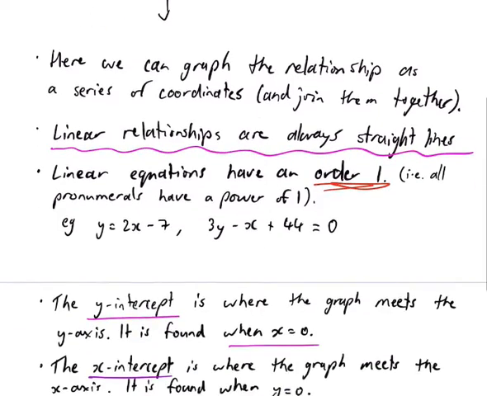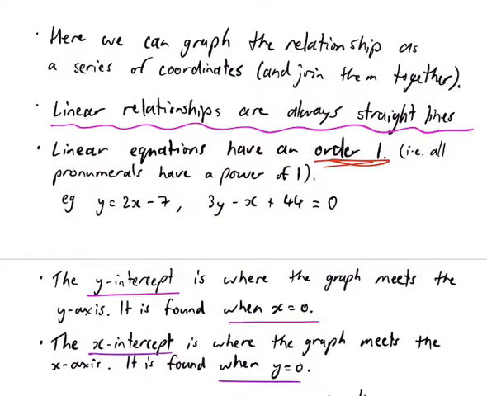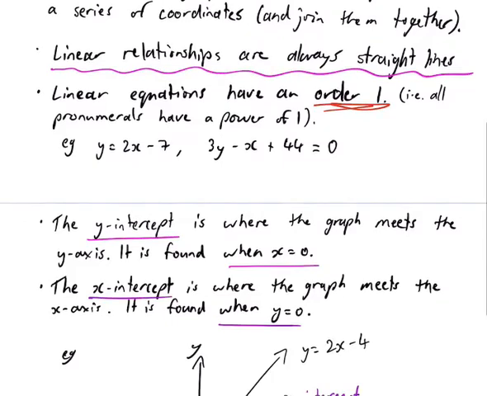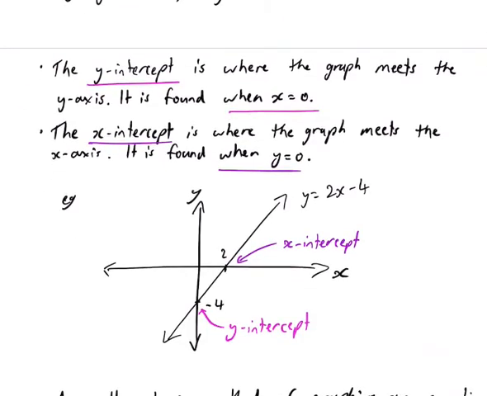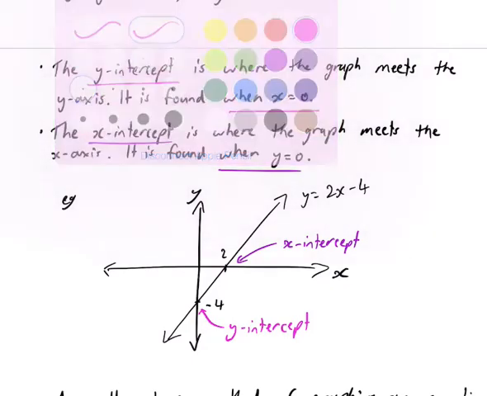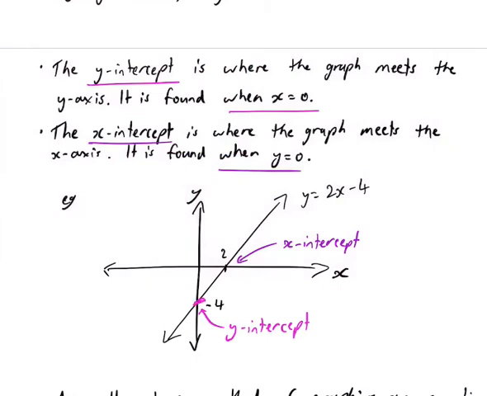A couple of other things about them: I'm going to talk about some intercepts. We have what we call an x and a y intercept. The y-intercept is basically where the graph meets the y-axis. If I look at a little graph I've got here, my y-intercept is this one down here in the pink at -4. You can see where my line is hitting that axis. So right here my y-intercept would be at -4.